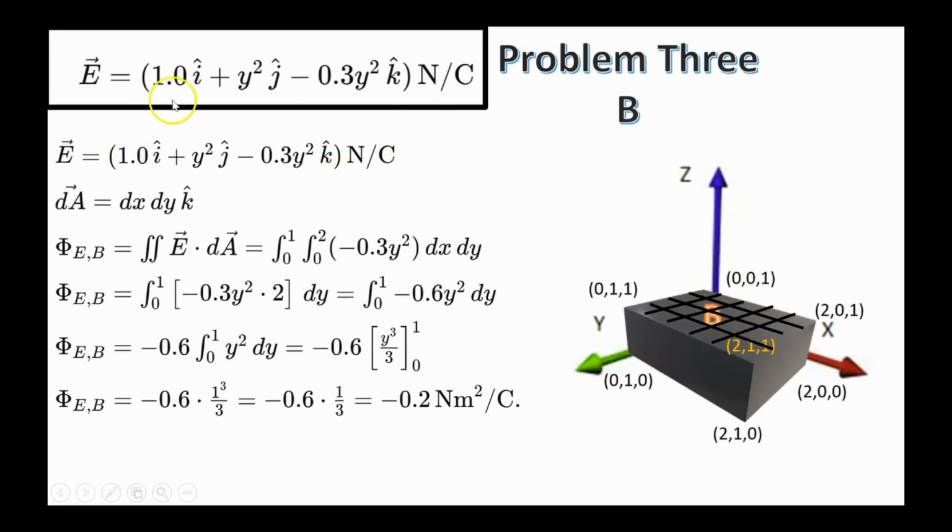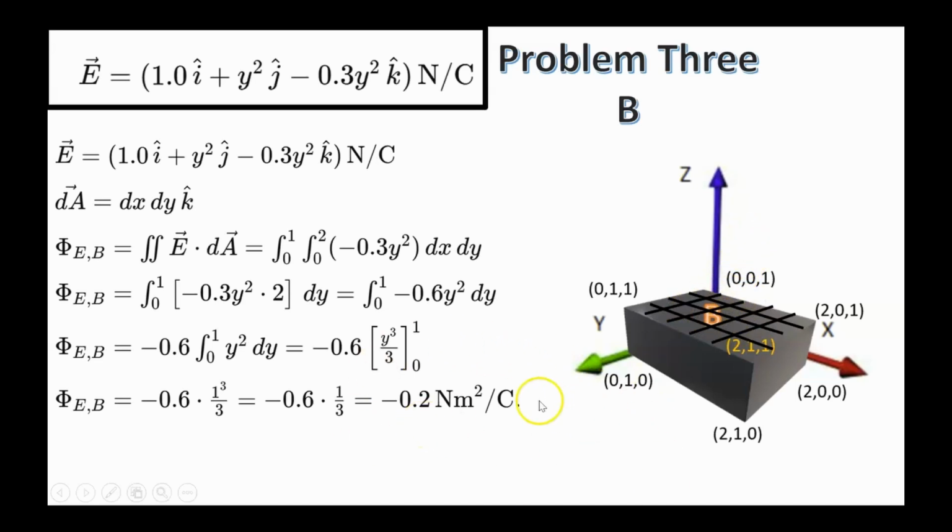This is a formula for the electric field. The area vector for each one of these small patches is dx, the length in the x direction, multiplied by dy. The area vector points in the z or k hat direction. If you take E dot dA, that's equal to negative 0.3 y squared. This component makes it through the dot product. And then you take the integral as x goes from 0 to 2, and as y goes from 0 to 1. This integral is taking the flux at this patch plus the flux at this patch plus the flux at this patch, and it sums them all together.